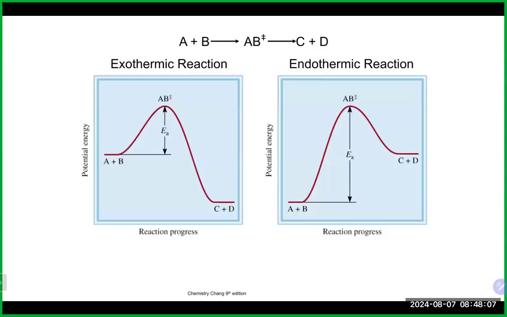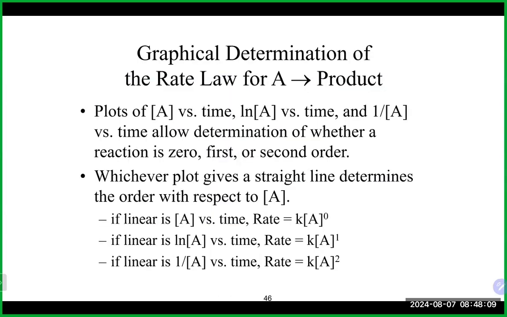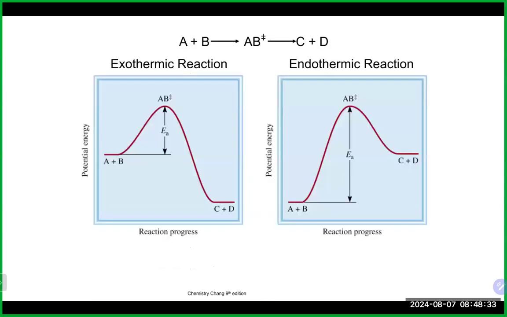All right, so as I mentioned before, graphically we can determine based on the graph what order of reaction we have. If you have concentration of A versus time, natural log of A versus time, or 1 over A versus time, whichever one gives you the most linear graph will tell you the order. So graphically, you can make all three graphs and just do a best fit line, and the most linear relationship will give you the order of that reaction.